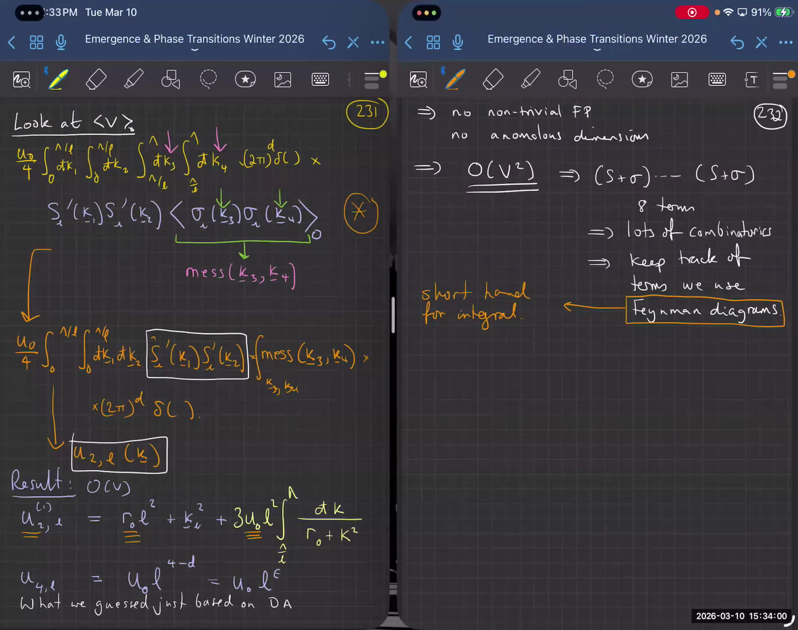So you can take this, and then there are rules that tell you how to go from this to the integral. That's all a Feynman diagram is. Okay, so that's the first thing. So that's the strategy we use: Feynman diagrams.